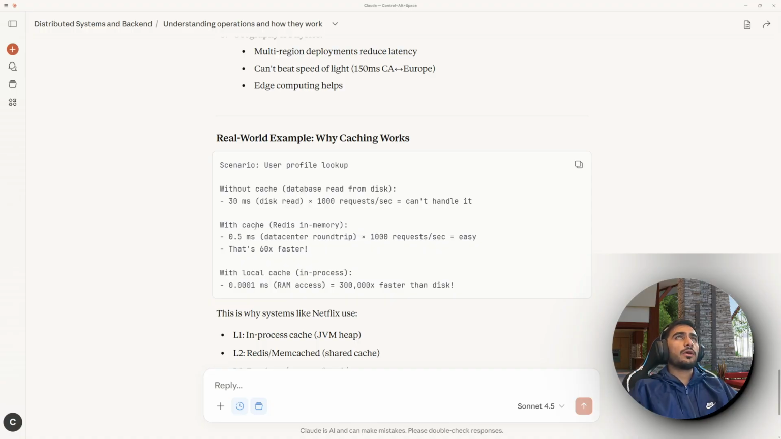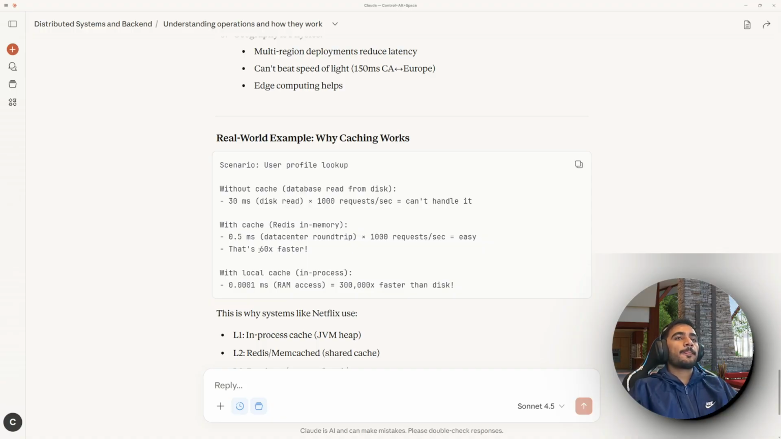Essentially, there is some data that if a request takes more than 10 seconds or something, 90% of the users drop and they never return, something like that. So yeah, we wouldn't want to do that. So now with cache, Redis in memory, 0.5 millisecond data center round trip into 1000 requests per second, which is way faster.